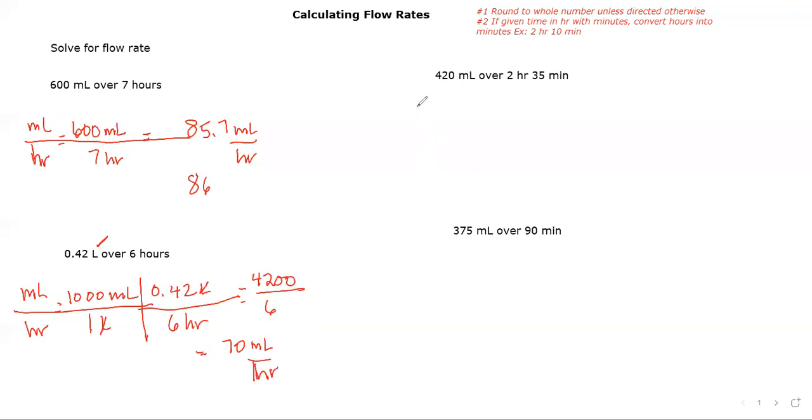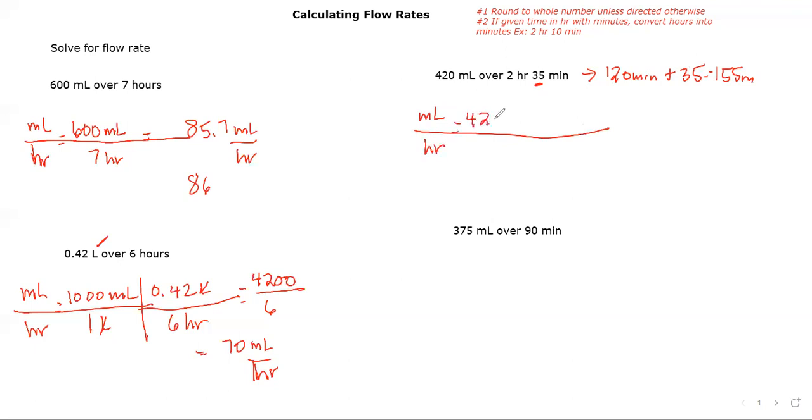Okay, all right, now we have one that gives us minutes. This is where I was talking about converting it all to minutes, and this allows you to do dimensional analysis a little bit easier too. So essentially 2 hours is 120 minutes, and we're going to add the 35 to that. So in this case, it's going to be 155. And then we're going to solve for milliliters per hour.